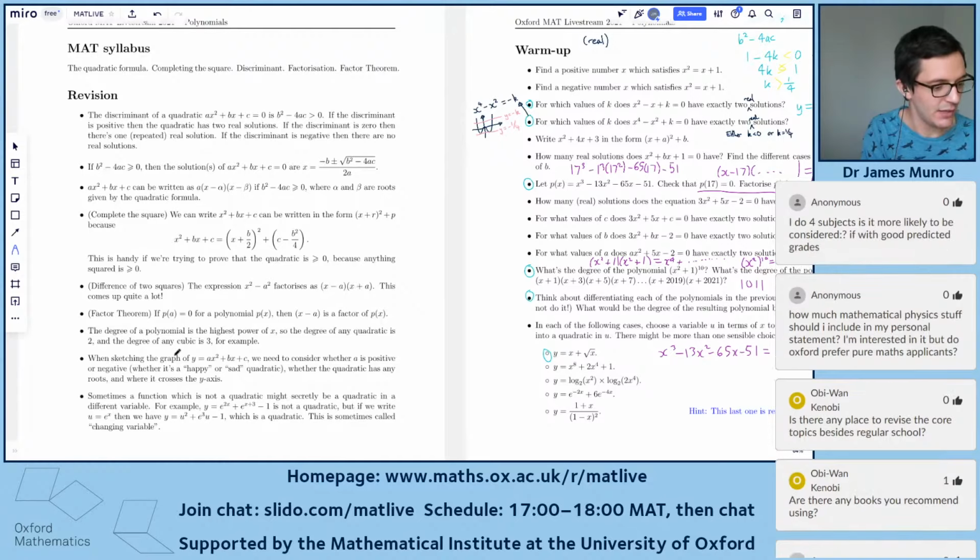And somebody wants to know about four A-levels, whether you're more likely to be considered with good predicted grades. Not really. The 4th subject is probably completely irrelevant, to be honest. Probably your 3rd subject is a bit irrelevant to maths at Oxford, so no advantage to doing 4 A-levels, sorry. Obviously, you're learning more stuff, which is a reason to do 4 A-levels if you've got that option, but not really an admissions advantage. If we make you an offer, it's probably going to be based on 3 of your A-levels.